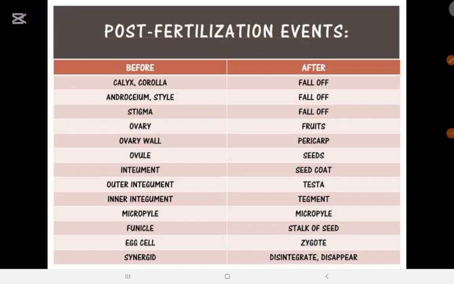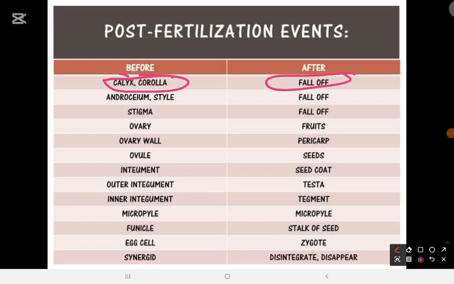So now we have the post-fertilization events. The calyx and corolla are available before fertilization, but after fertilization, they fall off. The calyx is the sepals, and the corolla is the group of petals. I covered other terms in that 88 terms video, so make sure you see that video. I'm going to link it in the description because I talked about when the corolla is fused, we talk about gamopetalous, and when the calyx is fused, gamosepalous.